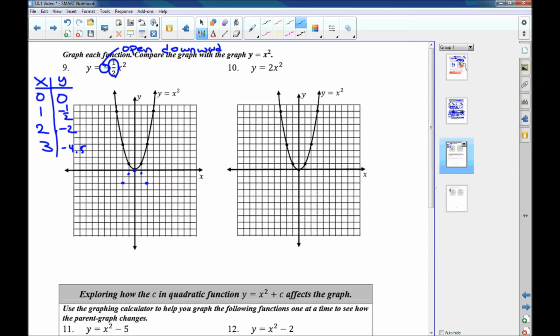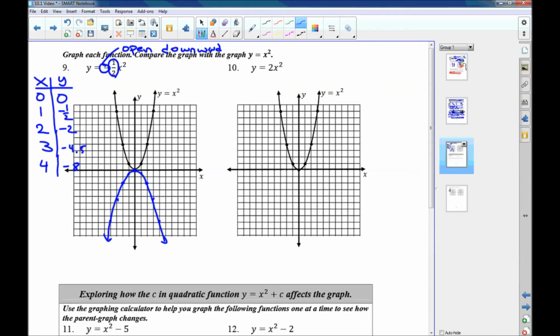So that's 3, negative 4.5 right here. 4 would be 16, cut in half gives us negative 8. So at 4 we get negative 8. This graph is wider because at each place where it normally would go up, it goes up only half as much. Or in our case, because it's opening downward, it goes down only half as much.